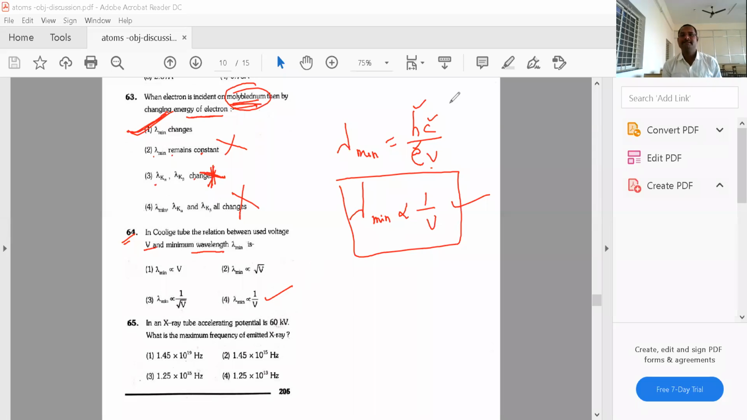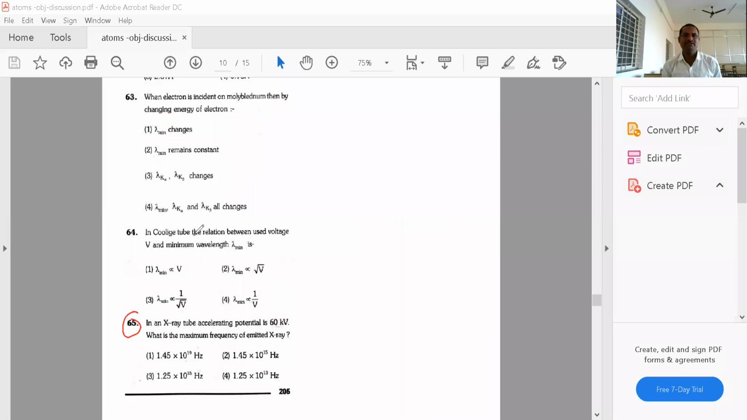Okay. Next. Question number 65. They have given that in an X-ray tube, the accelerating potential is 60 kilovolt, 60,000 volt. What is the maximum frequency of emitted X-rays? We know energy E is equal to h nu, or hf, then f is equal to energy upon h.